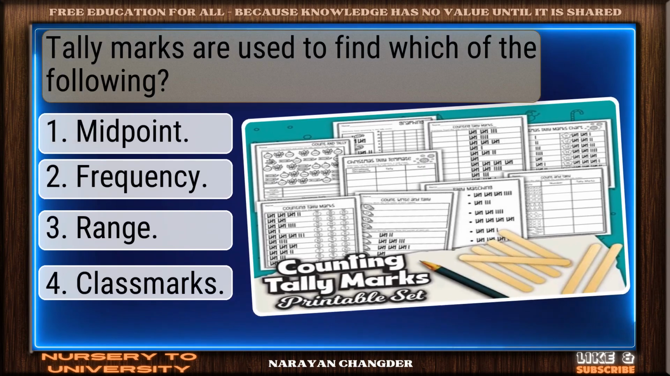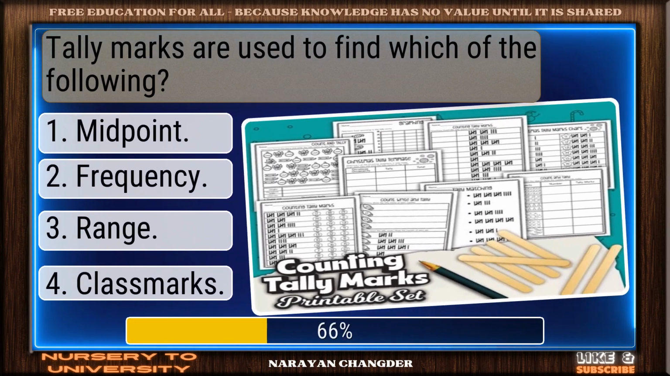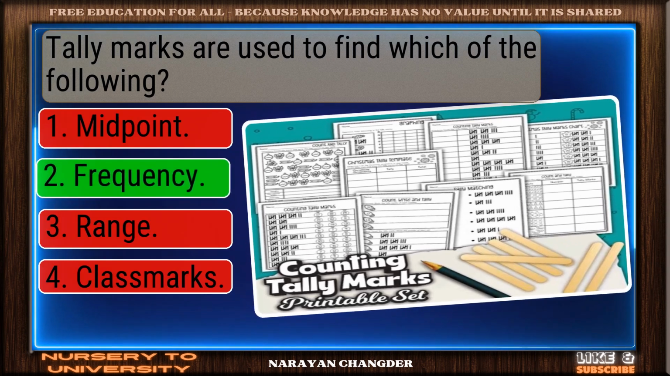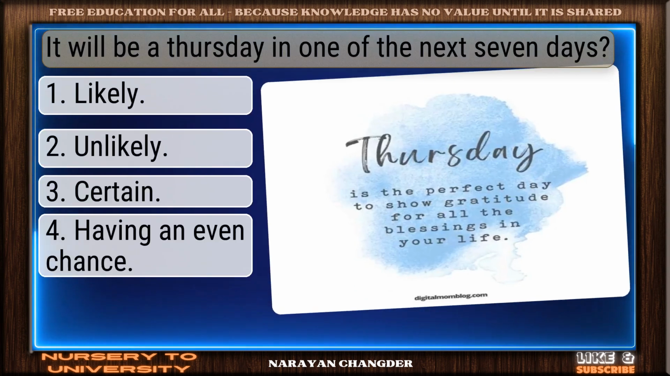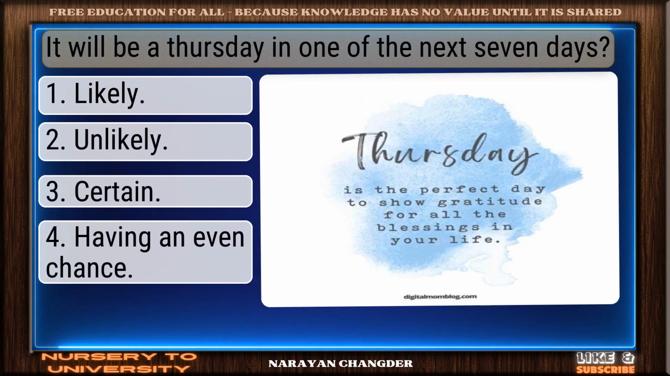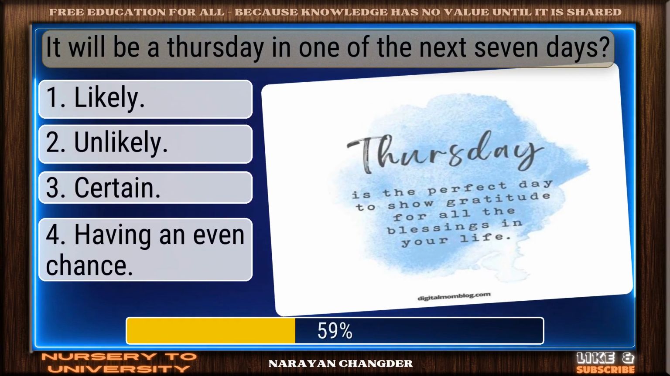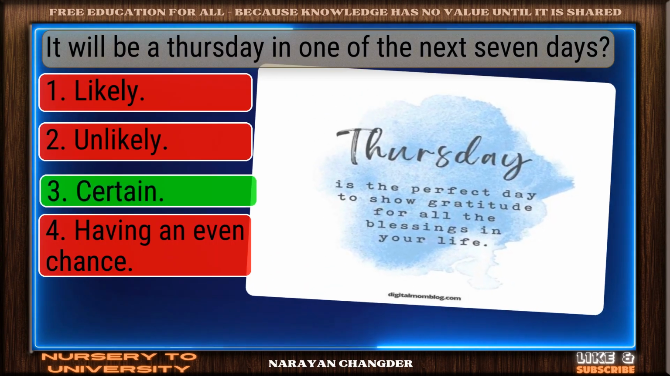Question number 164. Tally marks are used to find which of the following. Excellent. Frequency is a brilliant choice. Question number 165. It will be a Thursday in one of the next 7 days. Great thinking. Certain is the right choice.